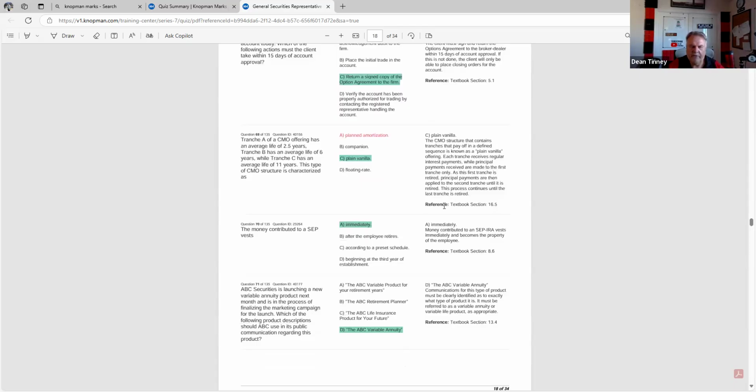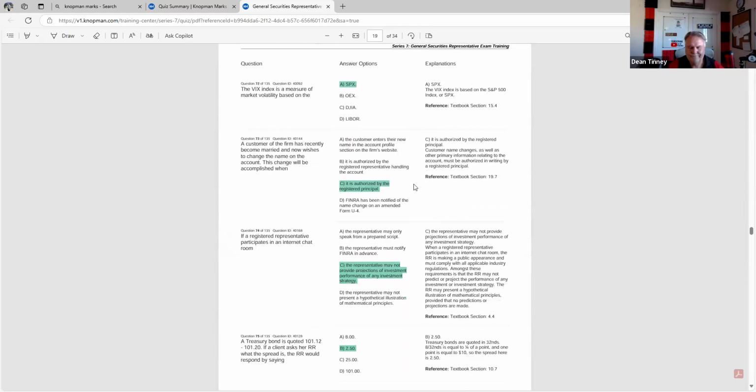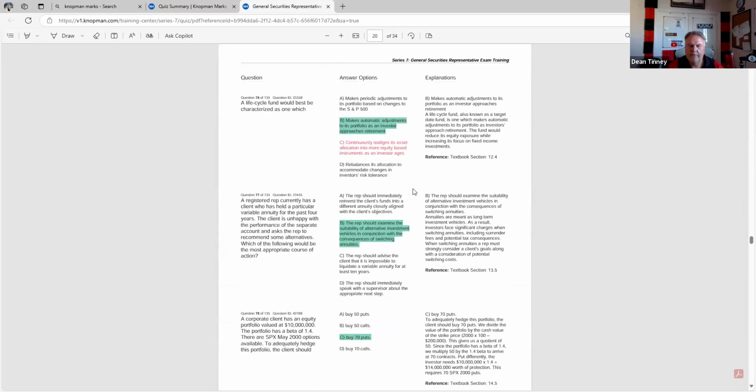Plain vanilla transfer, as let's see. The CMO structure that contains payoff in a defined sequence is known as plain vanilla. Okay, who cares? When I say who cares, I mean for test purposes.